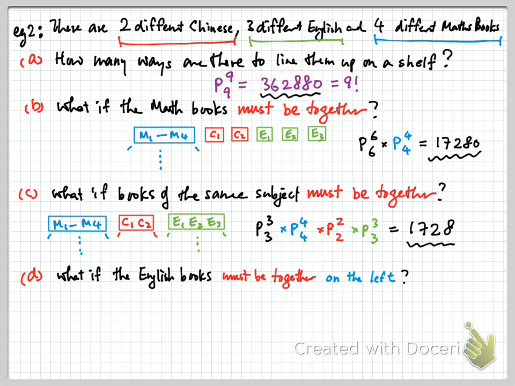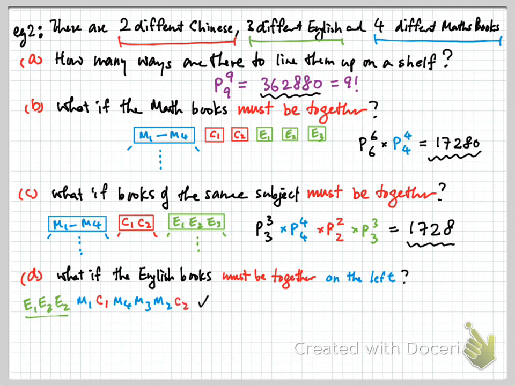And finally, now we have even more restriction. What if the English books must be together and put on the left? In other words, you can have the English books together, E1, E3, E2, but they must be on the left. And then the Chinese books and the maths books, you can put in random order. It doesn't matter. And then you can have M4, M3, M2, and then C2. This is fine.